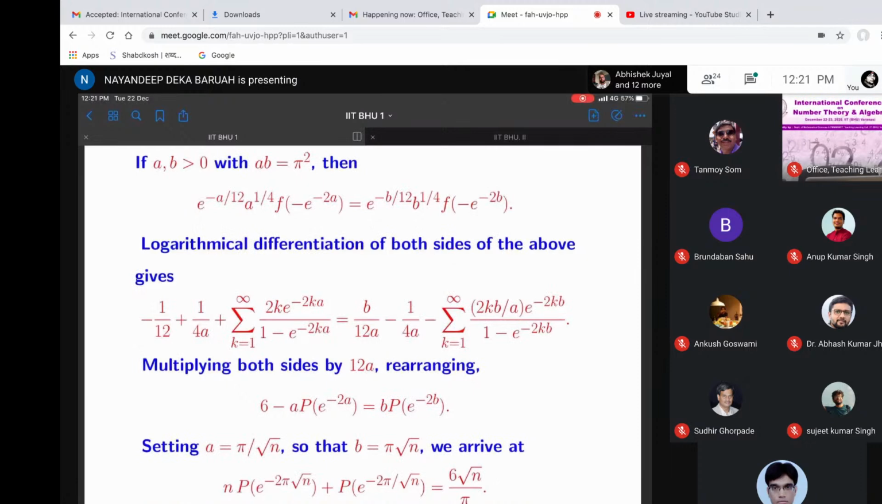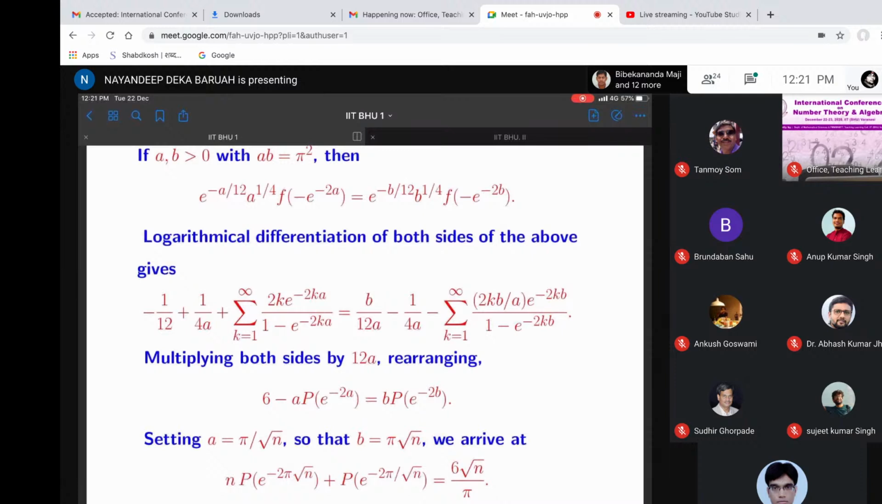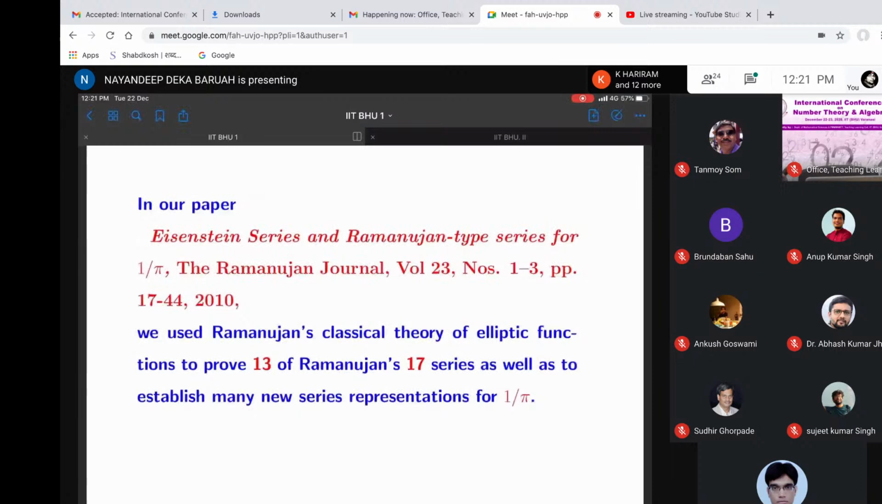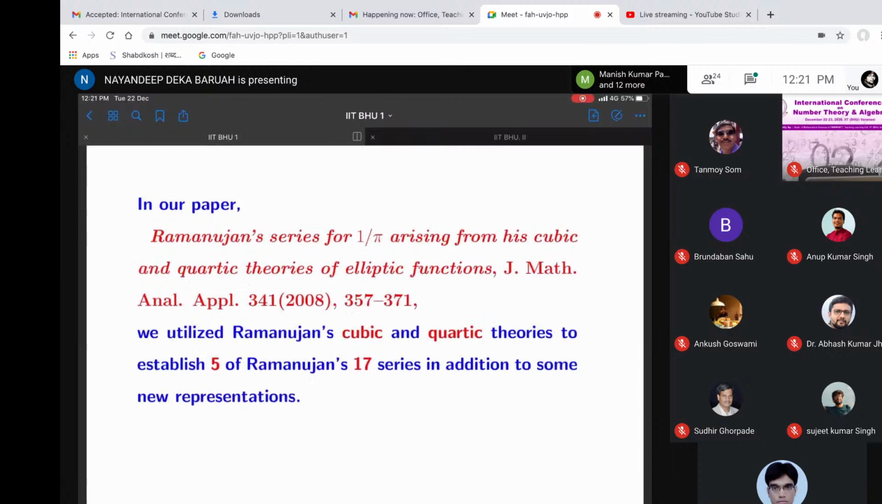Okay. And similar transformation formulas can be found in other bases also, for example cubic, quartic, etc. So we developed some of those. And in our paper, Eisenstein series and Ramanujan type series for 1 over pi, published in 2010, we used Ramanujan's classical theory of elliptic functions to prove 13 of Ramanujan's 17 series. And in our next paper, in Journal of Mathematical Analysis and Applications, we proved Ramanujan's cubic and quartic theories.